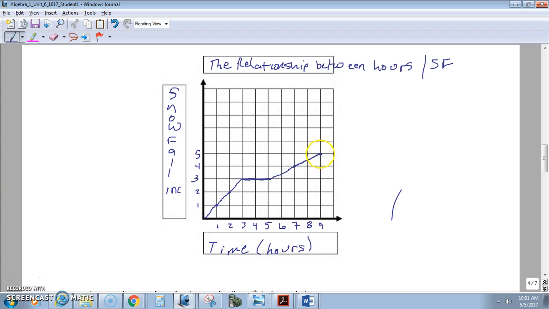And you can see the slope right there. This slope is up 1 over 1. There's no slope here because it wasn't snowing. And then it's up 1 over 2, up 1 over 2 for those last 4 hours. That's where you get the 1/2 inch, that's your slope, per hour.